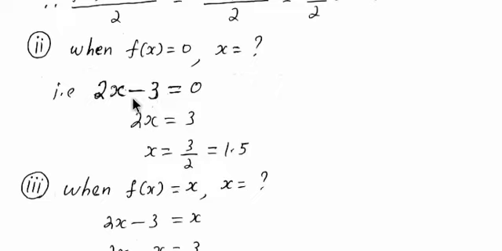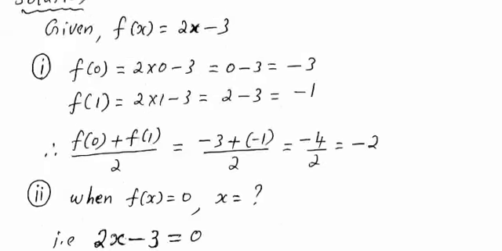Then simplify. 2x is equal to, take this minus 3 to the right side, becomes plus 3. Then here x is equal to, here it is 2 into x. Therefore, this into 2 becomes divided by 2 when it goes to the right side. Now 3 by 2 is equal to 1.5. This is the value for x.